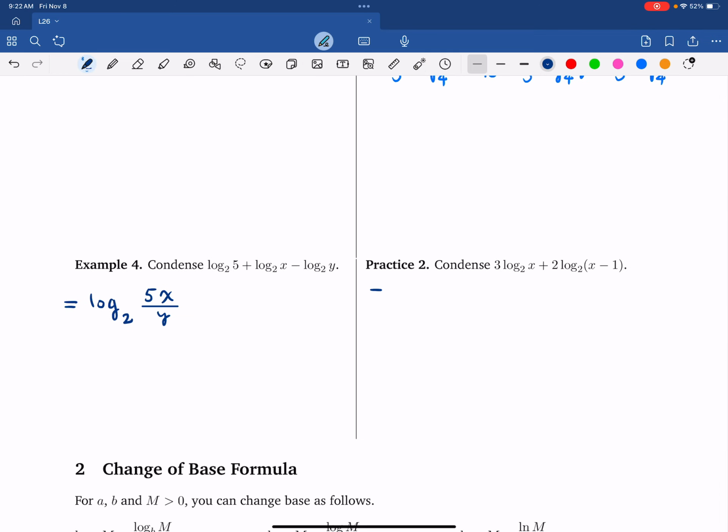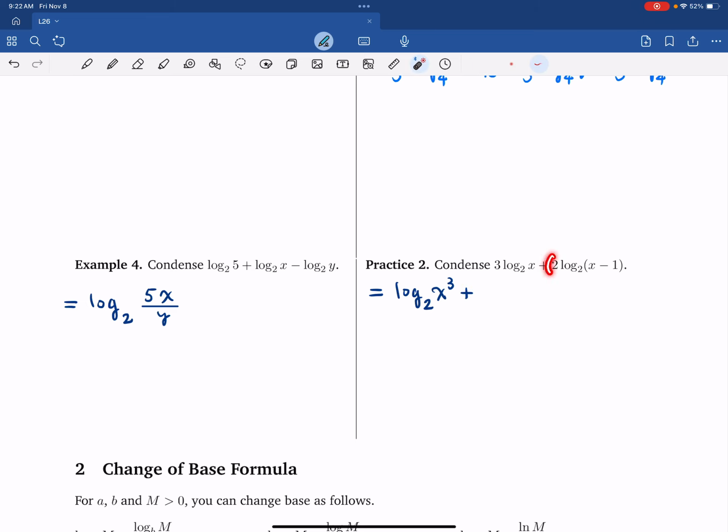Let's start with the first one. We have this 3 outside, so we're going to put it inside on the top right of x. So this becomes log base 2 of x to the third. You want to make sure that the coefficient of log is 1, plus the second one is the same thing.